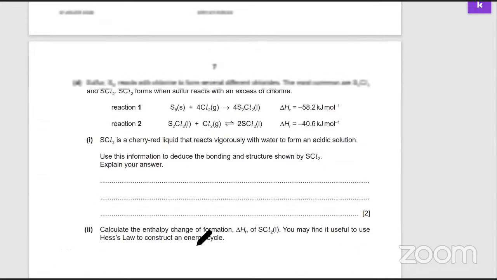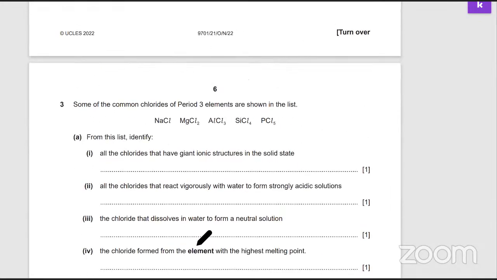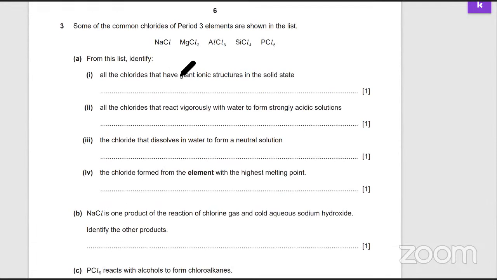So that's it. Previous question quickly. All the chlorides that have giant ionic structures in the solid state: who's got a giant ionic lattice out of all of these? Sir, NaCl. Maybe MgCl2 is also ionic.